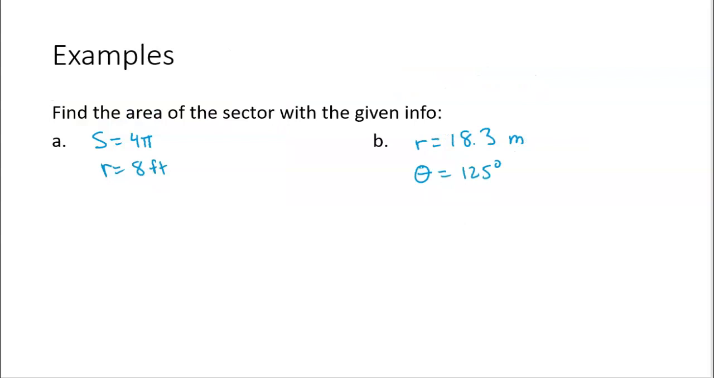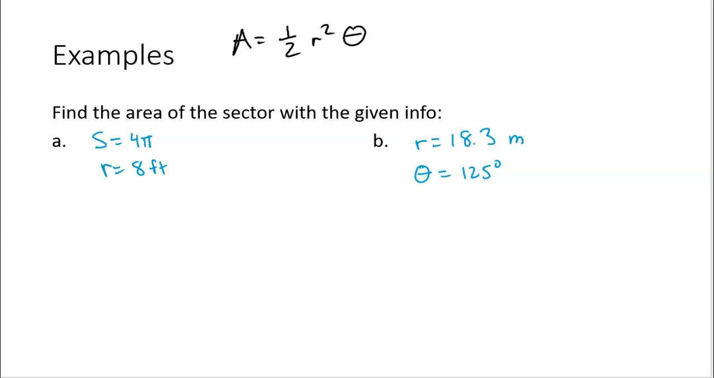So here's our first one. We want to find the area of the sector, given the information: our arc length is 4 pi and our radius is 8. So again, what do I know? I know A is equal to 1/2 r squared theta.